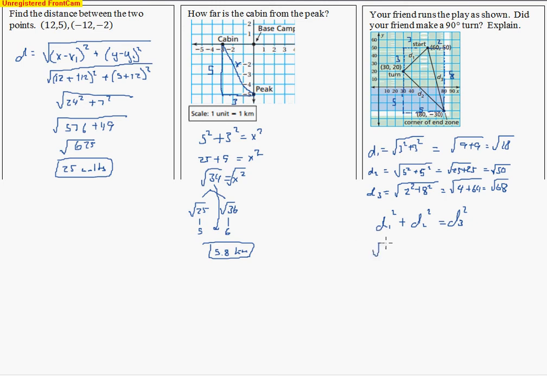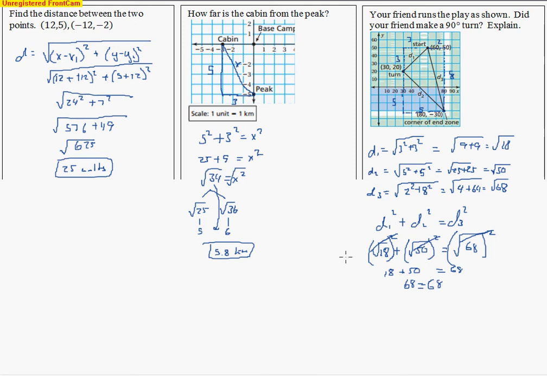And so I've got the square root of 18, squared, plus the square root of 50 squared equals the square root of 68 squared. And so when I do this work, the squaring cancels out the radical sign. And so when we do that, what we're left with is the radicand: 18 plus 50 equals 68. And so I see that these two numbers do equal 68.